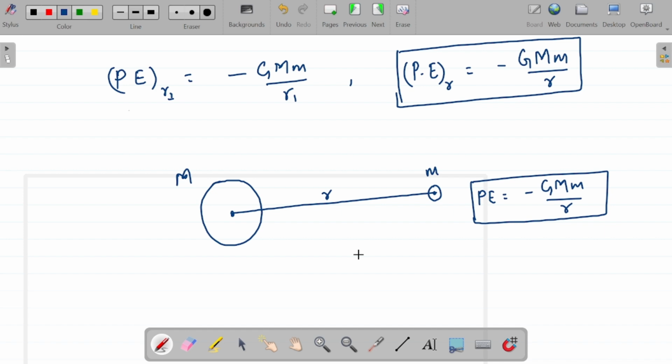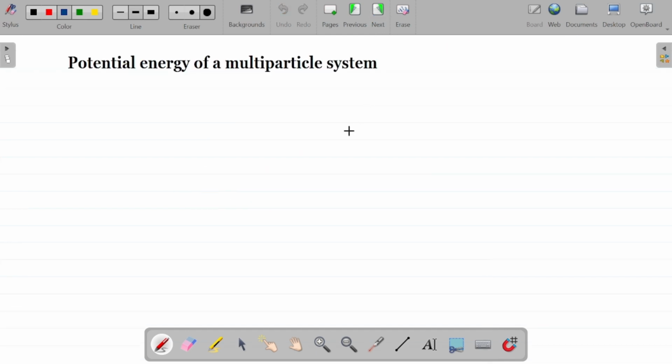Okay, now we can move to a multi-particle system. Here we have chosen only two. What if there are more bodies, more particles or masses? So let me bring up the potential energy of a multi-particle system. Let's say here we have a body of mass m1 and another body is brought here, m2, at a distance r21.